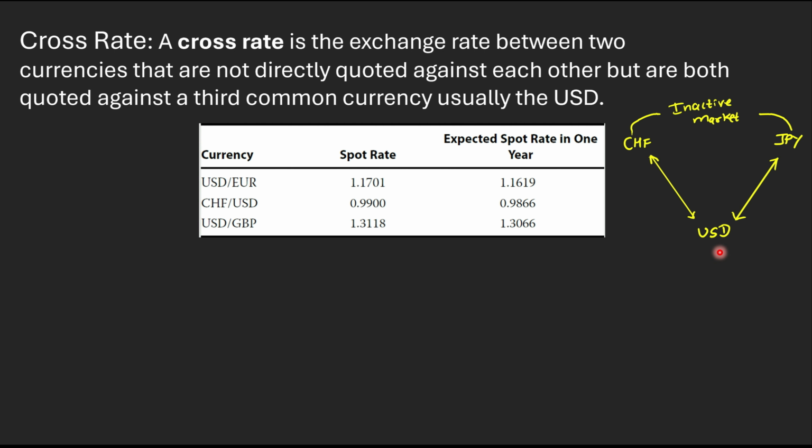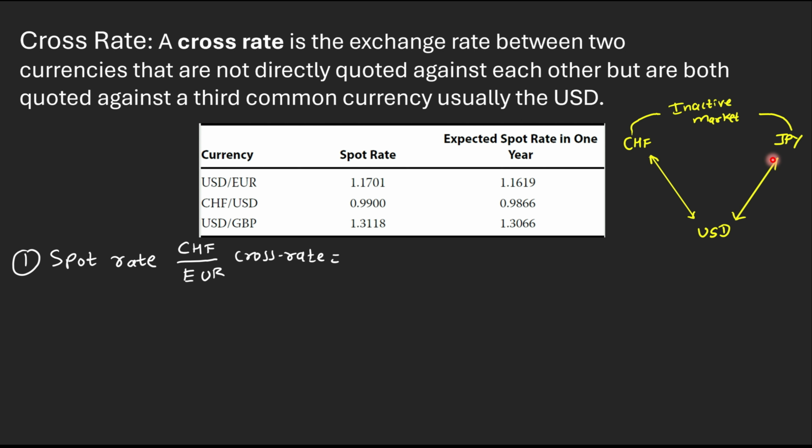There is also an active foreign exchange market between JPY and USD, the Japanese yen and USD. But we don't have an active market between CHF and JPY, or there is an inactive market. If we go online and try to find the quote, we don't have a recent quote available because of the inactive market. So we use the common currency between CHF and JPY, which is USD, to find the quote for the cross rate for CHF and JPY.